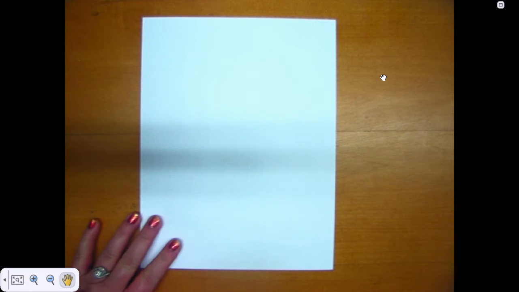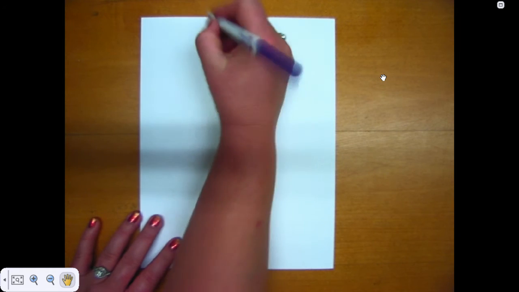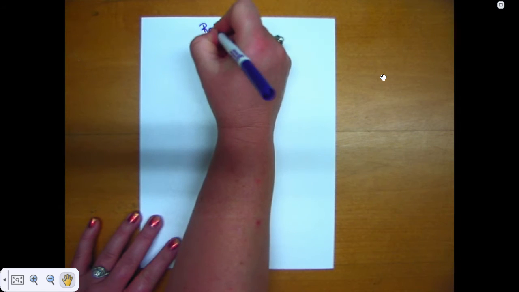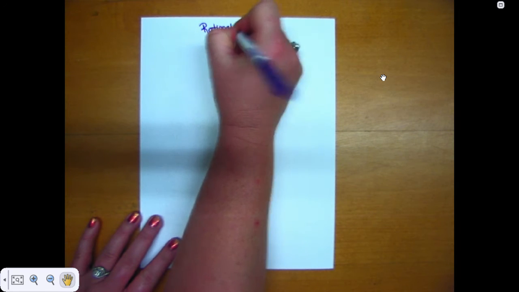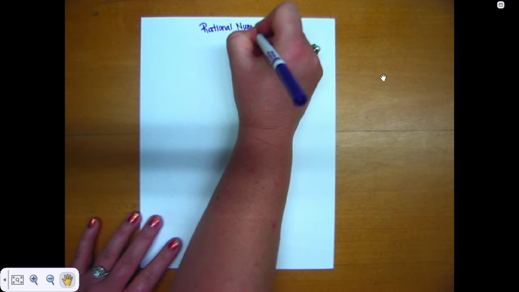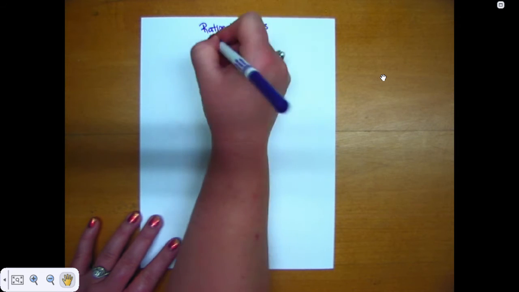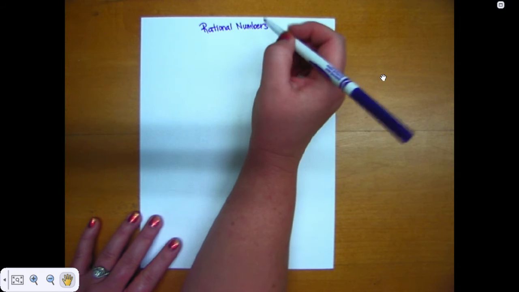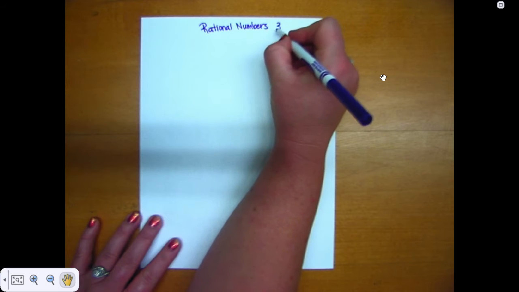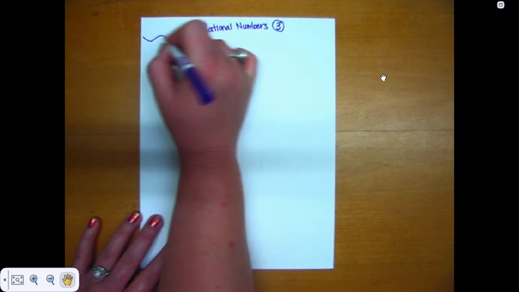So we're going to start by titling our notebook entry. You need to be doing this too because you're going to submit a picture to me after this so I can see your notebook entry. So you need to title it Rational Numbers. And we'll be working with rational numbers for a while because there's lots of different facets of these rational numbers. And this will be your third notebook entry.